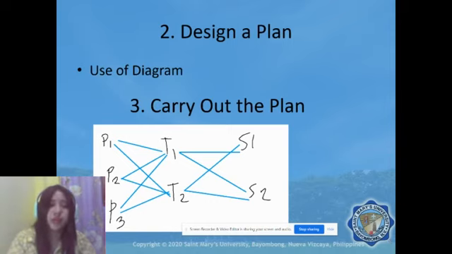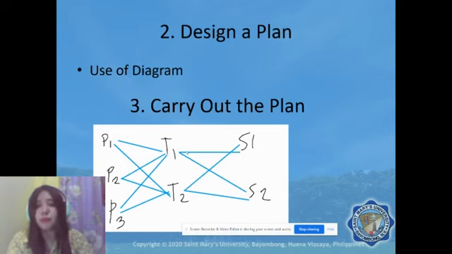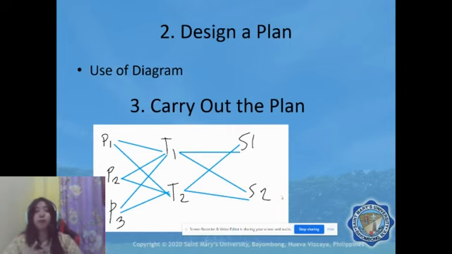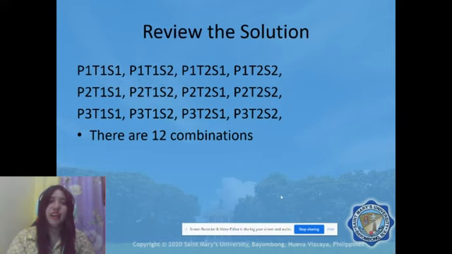So it is also possible to use a diagram, whatever is, of course, easier for you. So we have here P1, P2, P3, T1, and T2, S1, and S2. So we have to draw a line connecting P1 to T1 to indicate that P1 will be paired with T1, and T1 can be paired with S1. Or P1 will be paired with T1 and will be paired with S2. And count all combinations for you to come up with the answer.